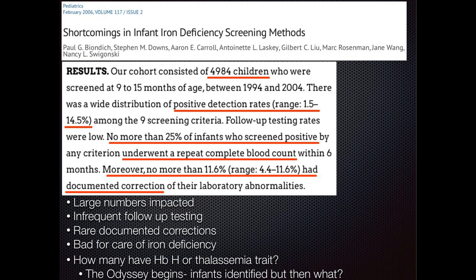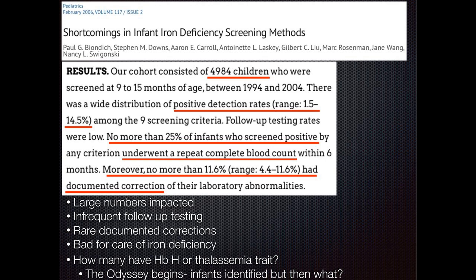So this was a large study of the general pediatric population, looking at almost 5,000 children who were screened at about 12 months of age for iron deficiency anemia. Depending on where, or depending on how you screen, there's a wide range that screened positive, between 1.5 and 14.5%. Thus, a large number of infants are involved here. The key thing is, of those that were found to be anemic, less than 25% underwent a repeat within 6 months. So there is not good follow-up in general in the study.